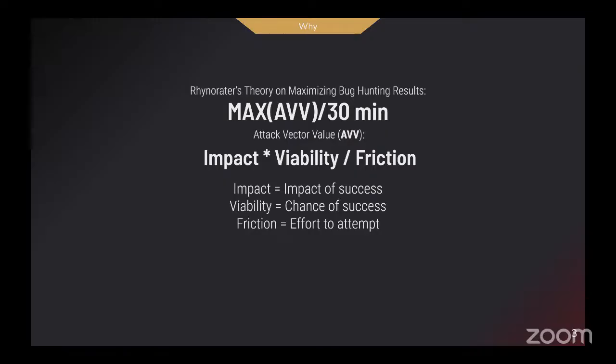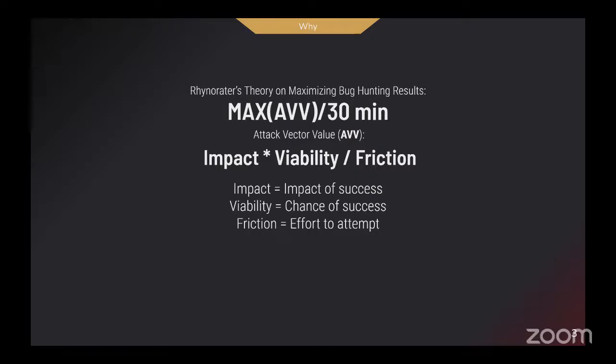And as I was reflecting on that, sitting in my hot tub, I came up with this theory, okay, on maximizing bug hunting results. And that is essentially that we should try to maximize the attack vector value per 30-minute increments. I'm not going to go into all that today on why I think that's the minimum stuff that you should go after. But the attack vector value function is impact times viability divided by friction.